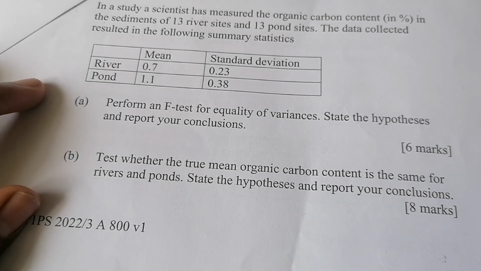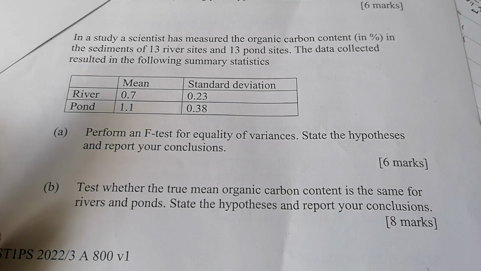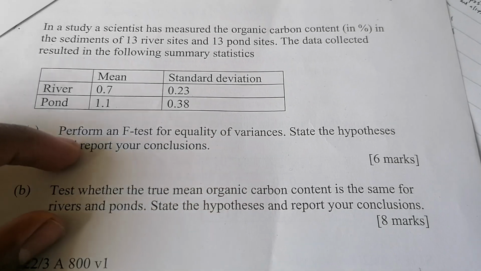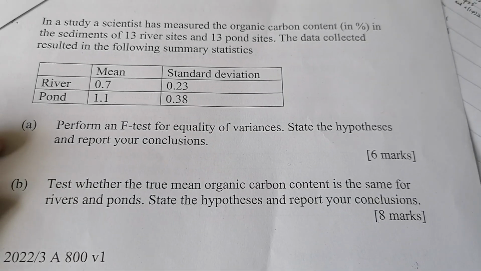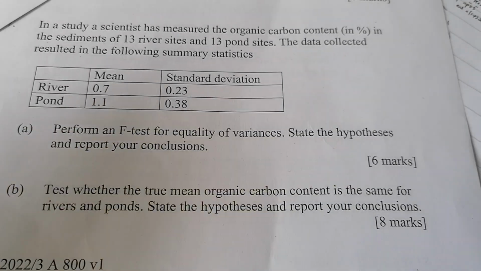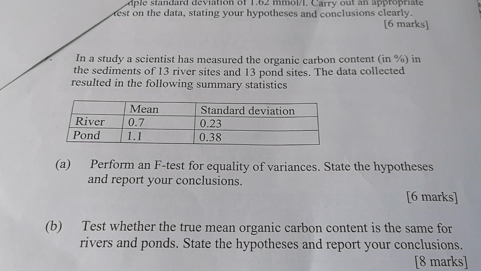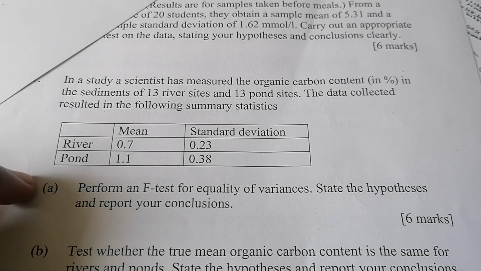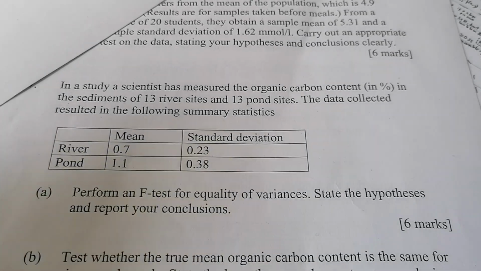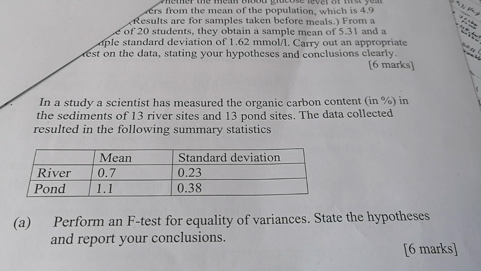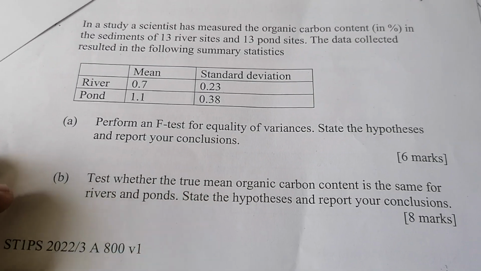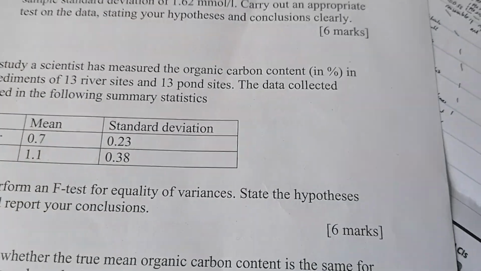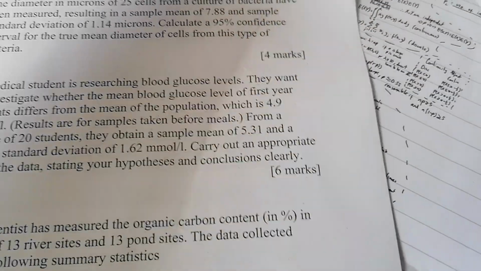I remember my lecturer said that for this kind of question, perform an F-test for equality of variances. If the next part says to test if two different means are the same, then this is always going to come out as not significant enough to reject equality of variances, because you need equality of variances to do a two sample t-test, which would be this question here. So I knew that when I got that to be not significant, I was on the right track.